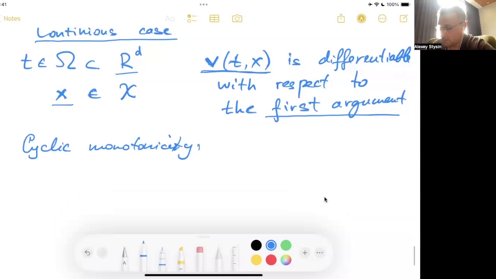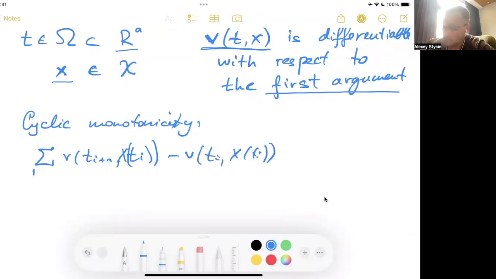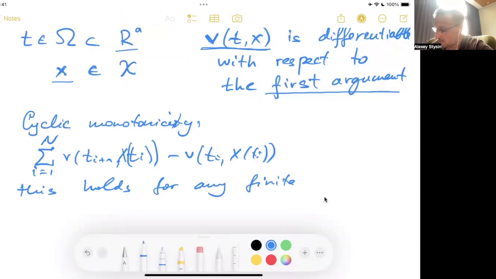So we have this cyclic monotonicity condition, and let's just write it out again, just for reference. We have the sum of v of t_{i+1}, x of t_i minus v of t_i, x of t_i, where i goes from 1 to n, and this holds for any finite cycle t_1 to t_n, where t_{n+1} cycles back to t_1.